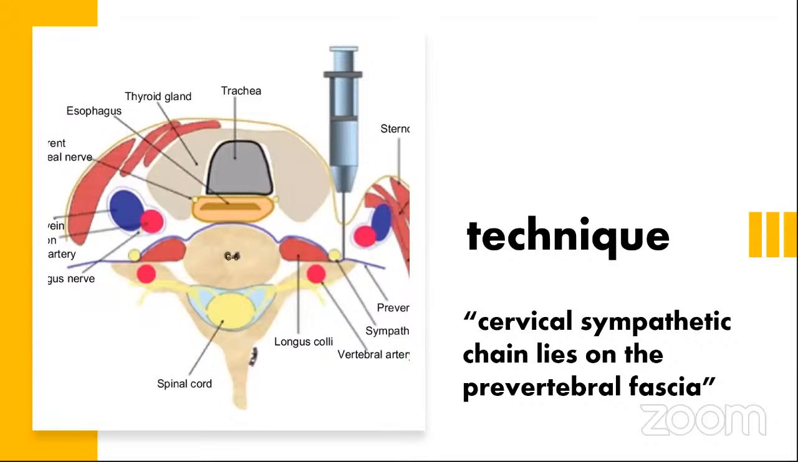Now, coming to the technique, the cervical sympathetic chain lies on the prevertebral fascia. So ideally, what many of us do with the landmark technique is to palpate Chassaignac's tubercle, the C6, and then guide your needle very close to the C6 tubercle. Once you hit that from the anterior approach, by pulling away the carotid artery, you deposit a local anesthetic by just withdrawing the needle tip a few millimeters so that it gets deposited close to the sympathetic chain.